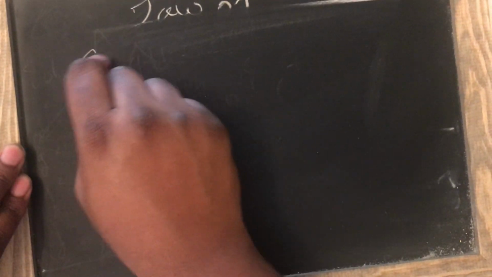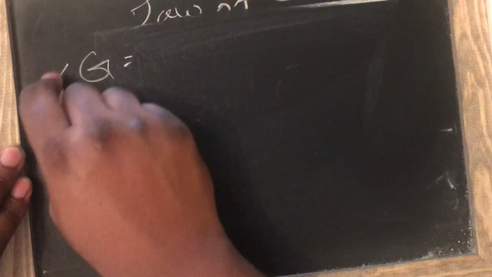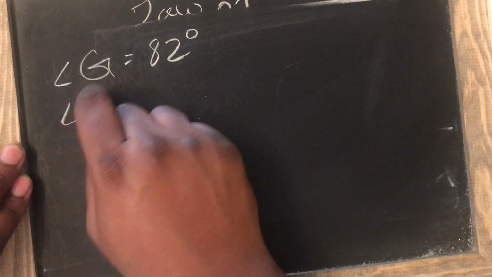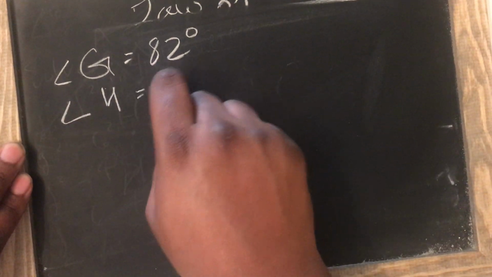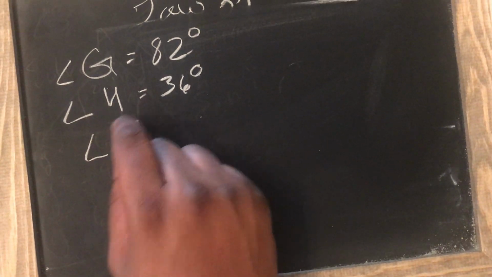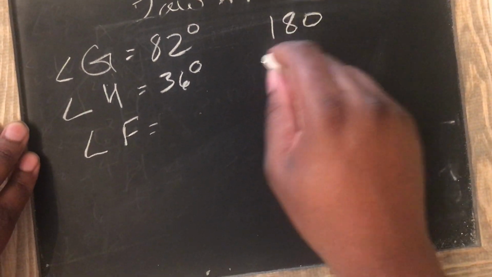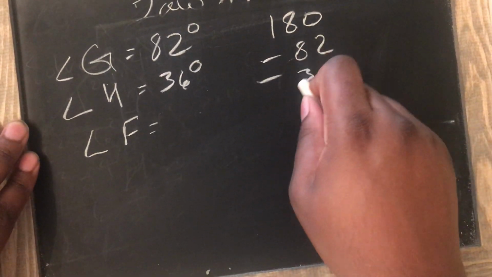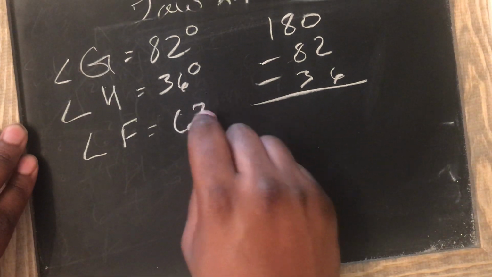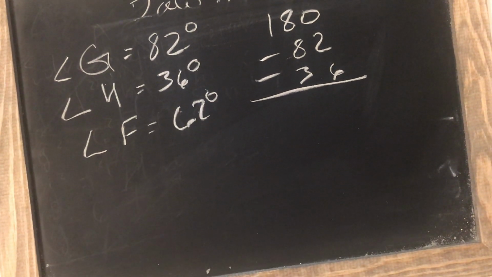We know what G is. Big angle G, obviously, is 82 degrees. And we know angle H is 36 degrees. To find angle F, which is the only thing that's missing at this point, all we have to do is 180 minus 82 minus 36, which yields us 62 degrees.